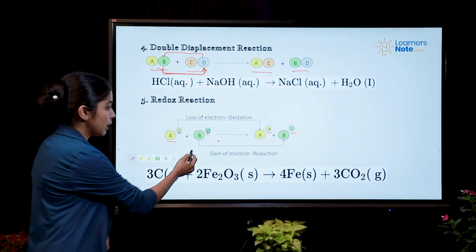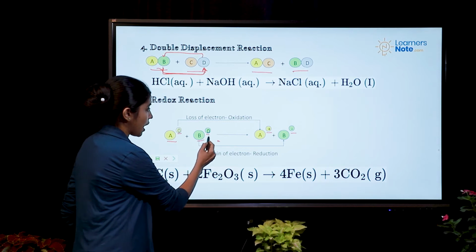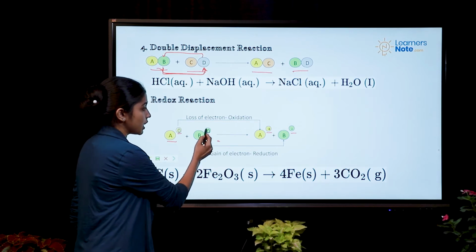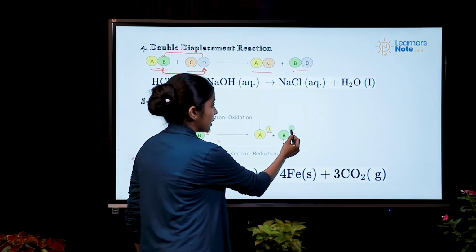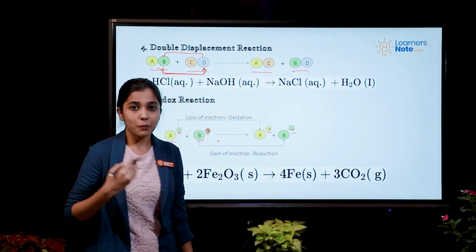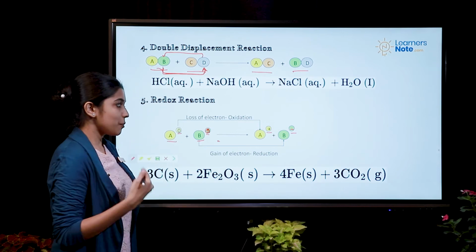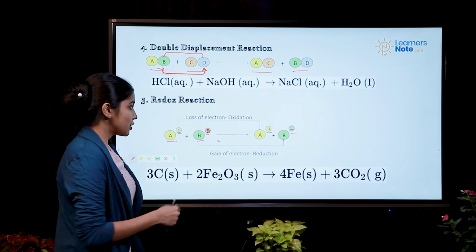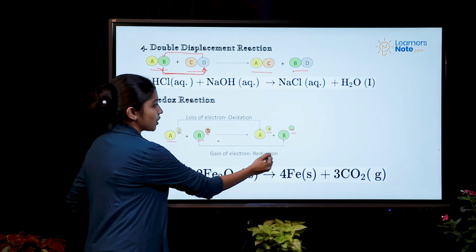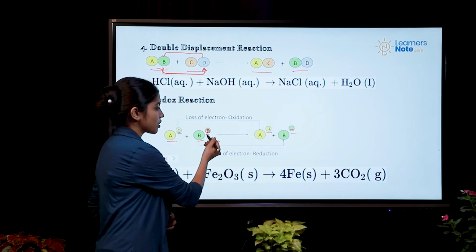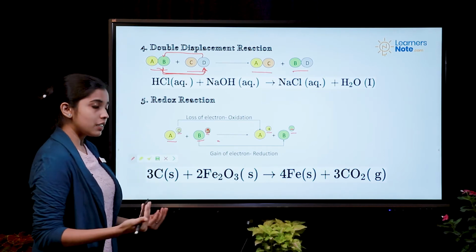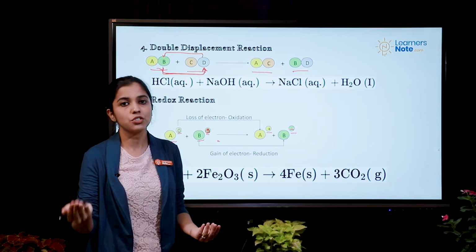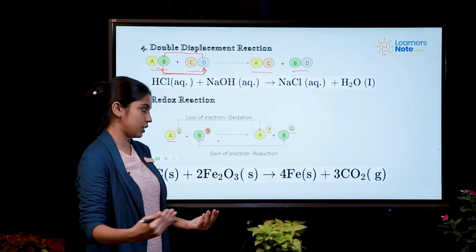Here again, in the reactant you have B with an oxidation state 0. But once the reaction proceeds, it has a minus charge. When does a substance get a minus charge? When it gains an electron. So B is undergoing reduction because it is changing its oxidation state from 0 to -1 by gaining an electron. Otherwise, you can say reduction is a process in which you lose oxygen.